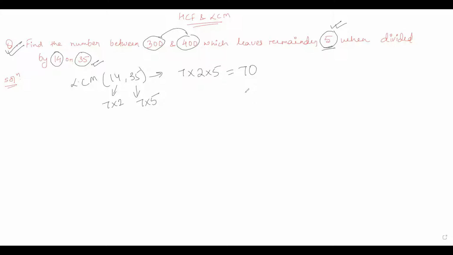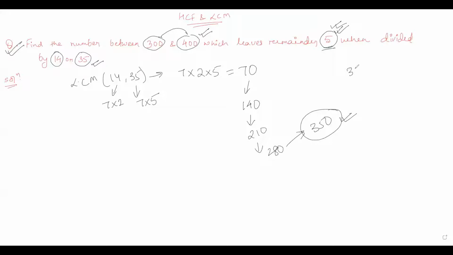So now if we check the multiples of 70, the next multiple would be 140. That means 140 is also divisible by 14 or 35. Now we need a number between 300 and 400. So let us try to check the multiples of 70 which fall between 300 and 400. So the next would be 210, next would be 280, and then we'll be having a number 350. So that means 350 lies between 300 and 400, and 350 is that number which is divisible by 14 or 35. But we need to have a remainder of 5.